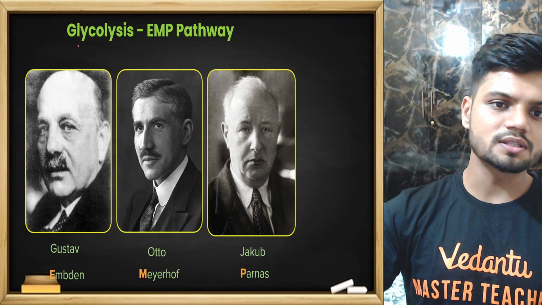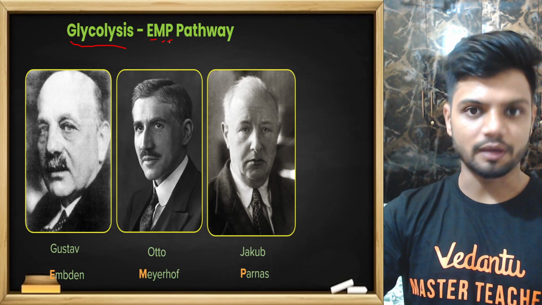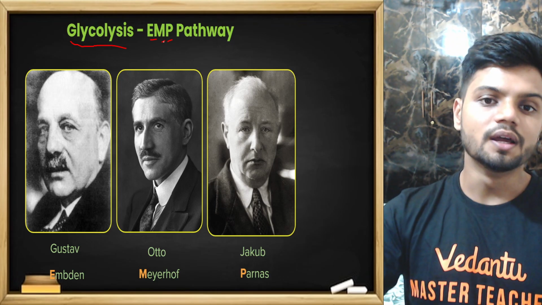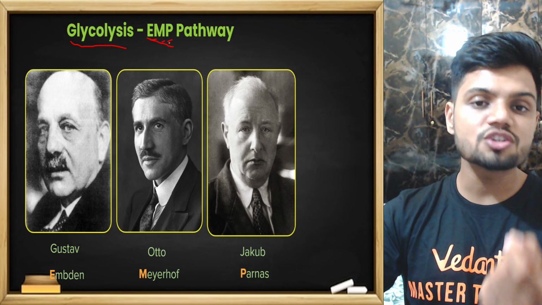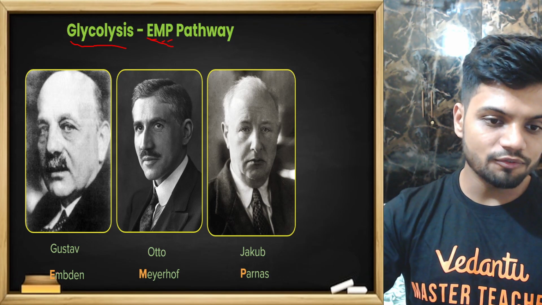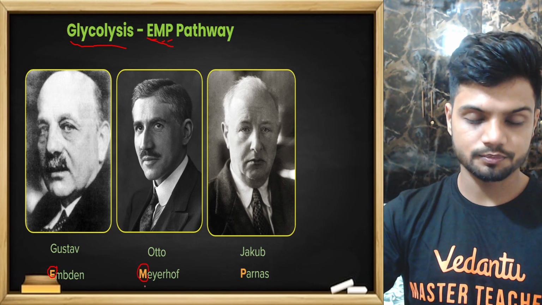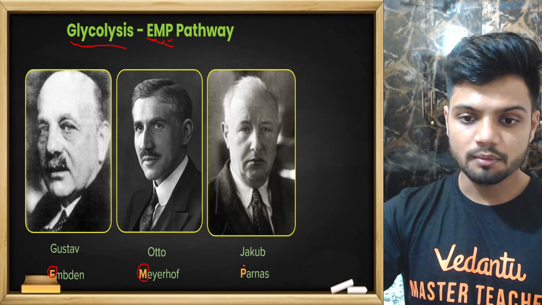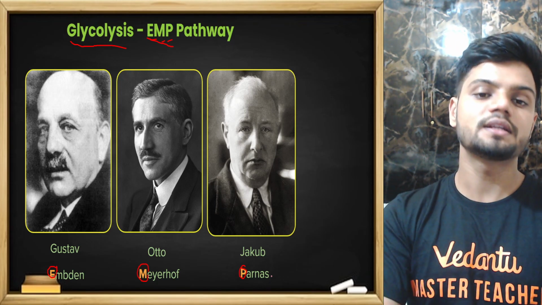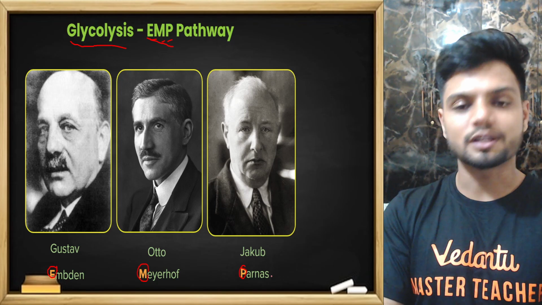Now, friends, glycolysis can also be called the EMP pathway. Now they'll ask you why it is called the EMP pathway. The question is very simple, and the answer is even simpler. It is called the EMP pathway because of the initials of the scientists' surnames: E from Gustav Embden, M from Otto Meyerhof, P from Jacob Parnas. These three were the scientists who discovered glycolysis, and hence it is called the EMP pathway.